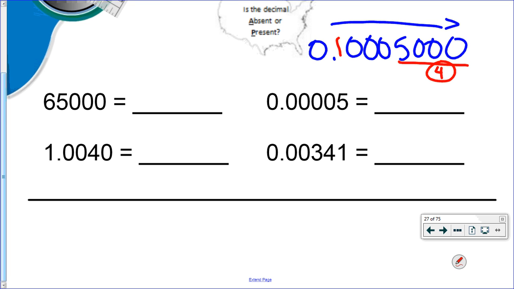Correct. Okay. So how many sig figs does 65,000 have? 2. What about 1.0040? 5. Very good. 5. What about .00005? 1. What about 0.00341? Very good. Okay. All right.